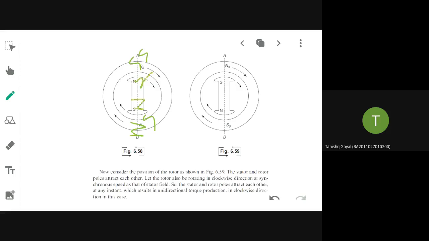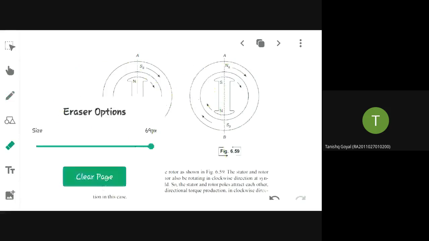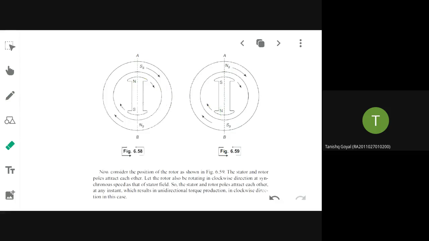So because of this, it will repel in this direction. It will repel one time here and one time here, one time here, one time here. So finally it will oscillate like a pendulum, because of which it will not be rotating at all. It will not be set into rotation. Because of this particular reason, is it self-starting or not self-starting? Not self-starting.